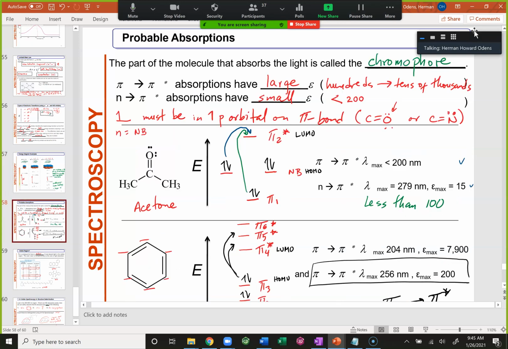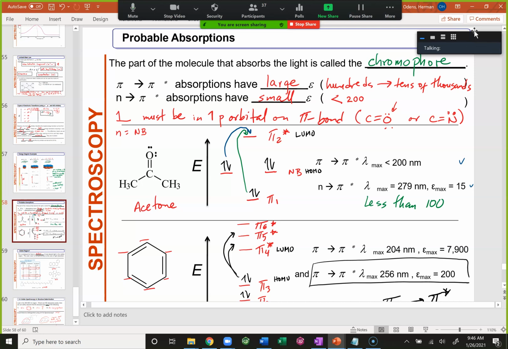And here is a problem where we can see how this is working. Whenever you see color, it's because the molecule has conjugation, and the part of the molecule that absorbs the light to create this color is called a chromophore. Chromo comes from the Latin, meaning color. But anyways, the part of the molecule that absorbs the light is called a chromophore.